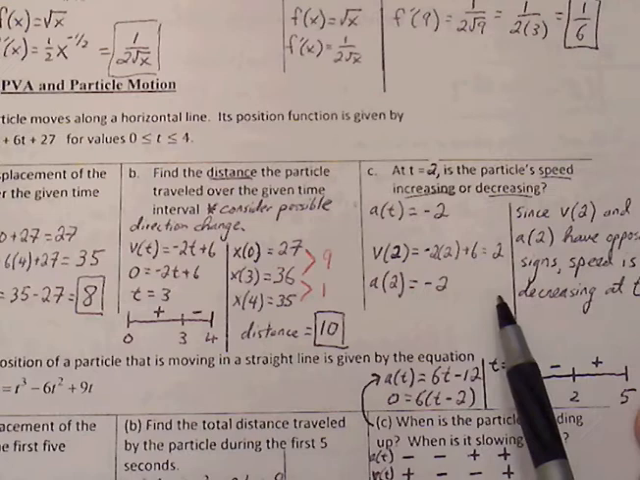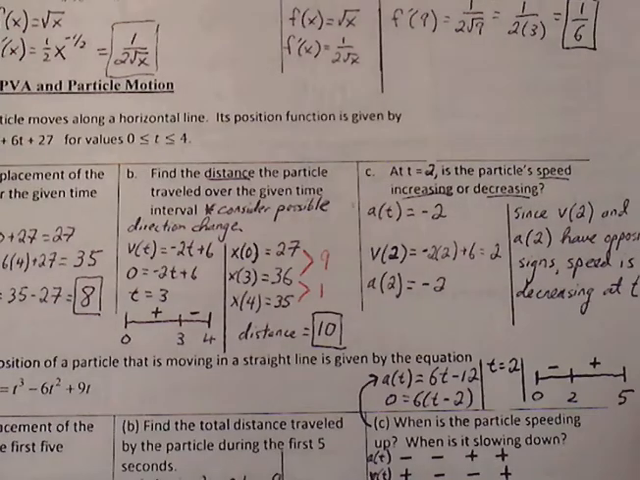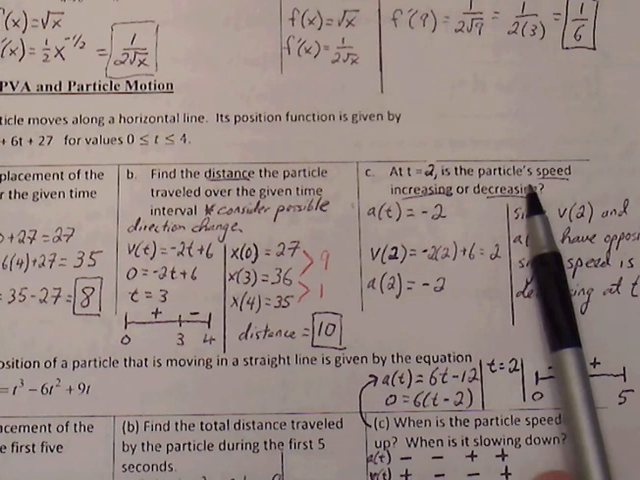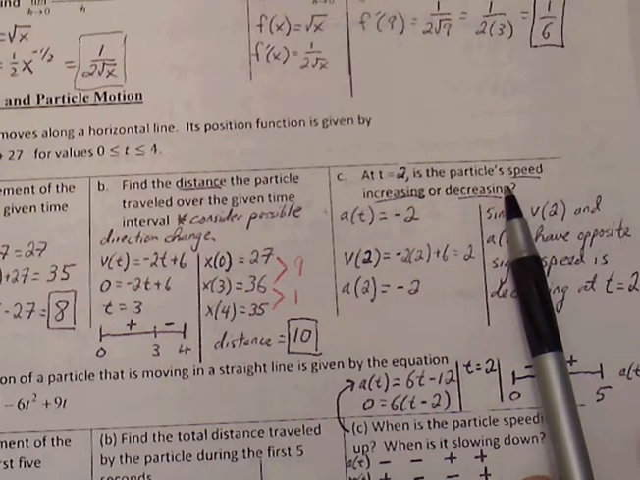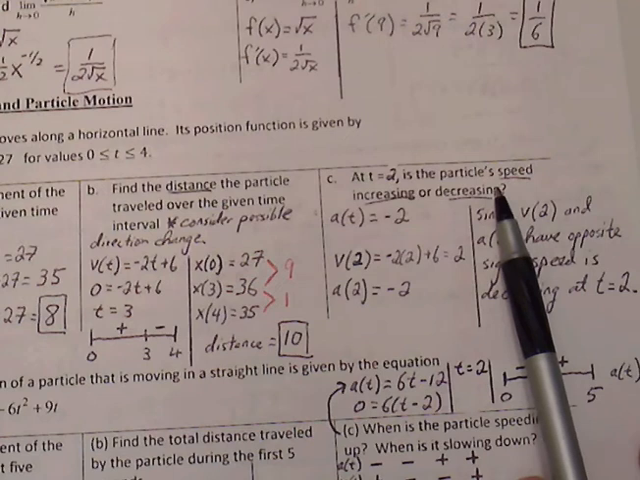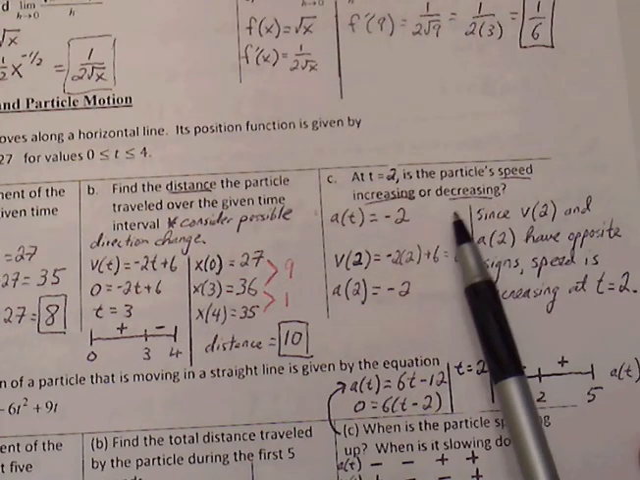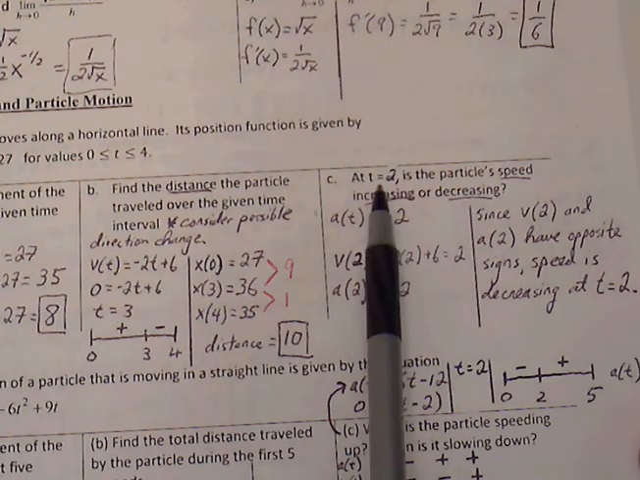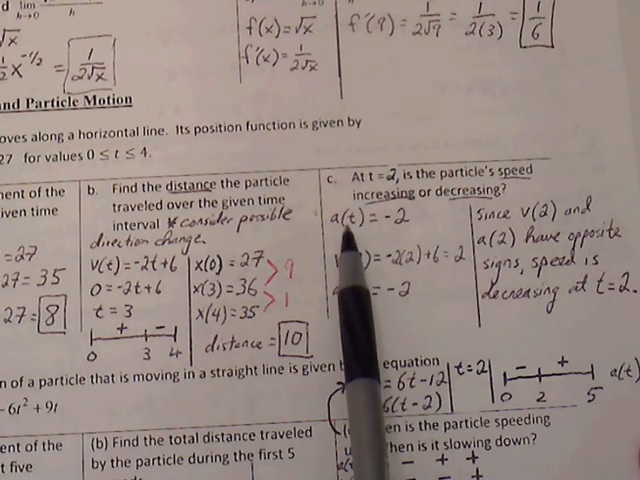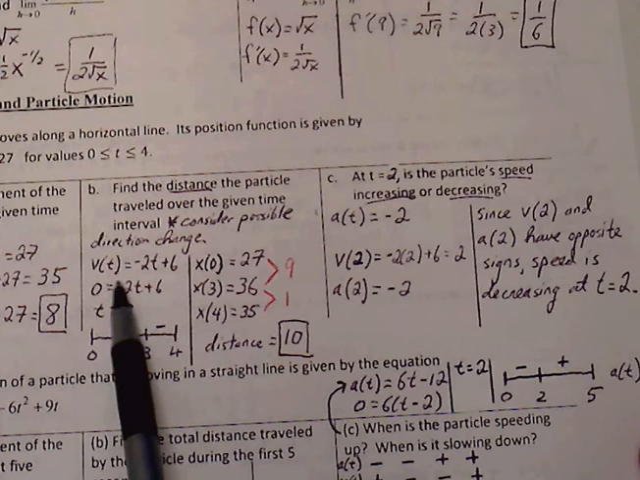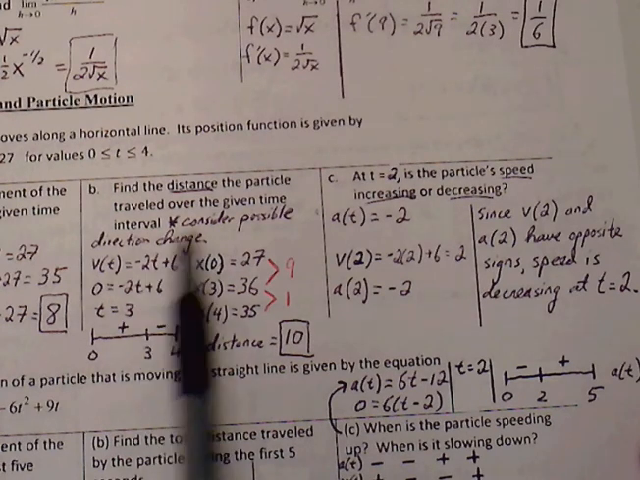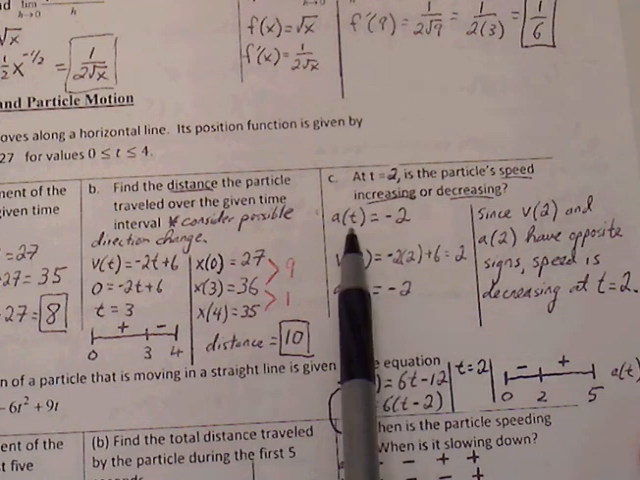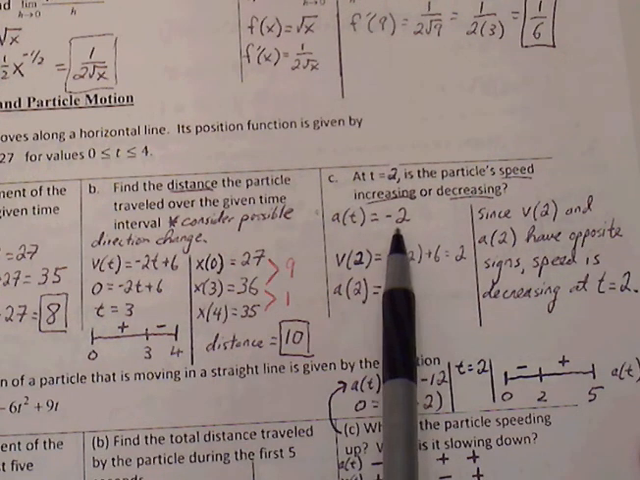Okay. Part C. At t is equal to 2, is the particle's speed increasing or decreasing? Now to determine whether speed is increasing or decreasing, we have to compare the signs of the acceleration and the velocity. So at 2, we first need to find the acceleration function. We look at the velocity and find the derivative: negative 2t becomes negative 2, 6 is a constant, goes to 0. So acceleration will always be negative 2.